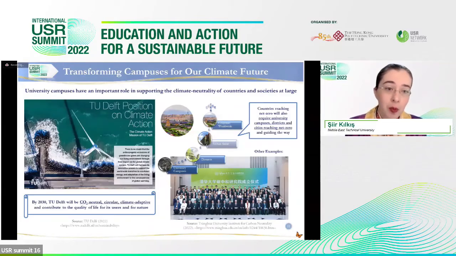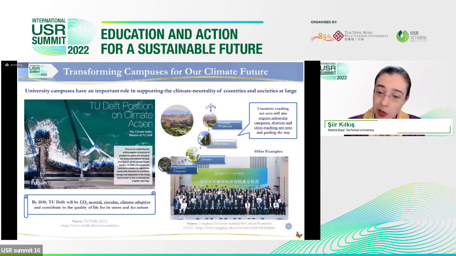Now, after that research, TU Delft is aiming by 2030 to be CO2 neutral, circular, climate adaptive, and contribute to the quality of life for its users and for nature. So in the keynote presentation, also how we can learn from nature, it's very relevant for our universities while they're transforming their landscape for our climate future.